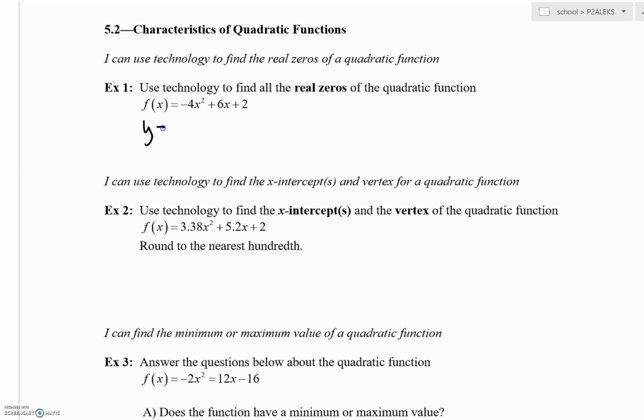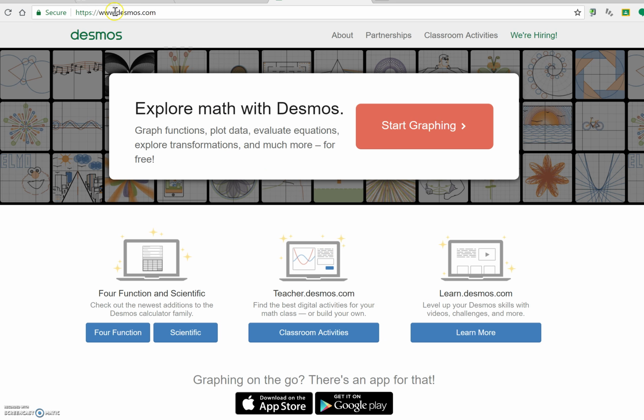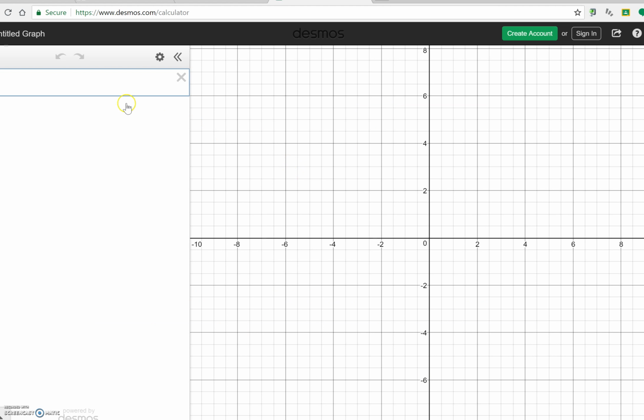F of x, of course, is really just another name for y. I hope you know that from your days in Algebra 1. Just reviewing that, f of x is function notation. But we're going to try to find the real x-intercepts of this parabola. We need to graph. And what you're going to do is go to Desmos.com. Desmos.com is going to allow you to quickly and easily get a graph made.